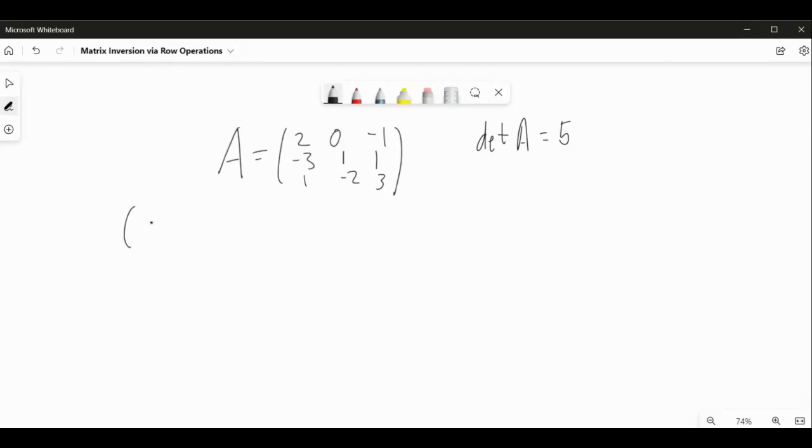So the first step is to construct an augmented matrix where the left-hand side corresponds to the matrix A. So let's write that augmented matrix down. And the right side of the augmented matrix will correspond to the 3 by 3 identity matrix.